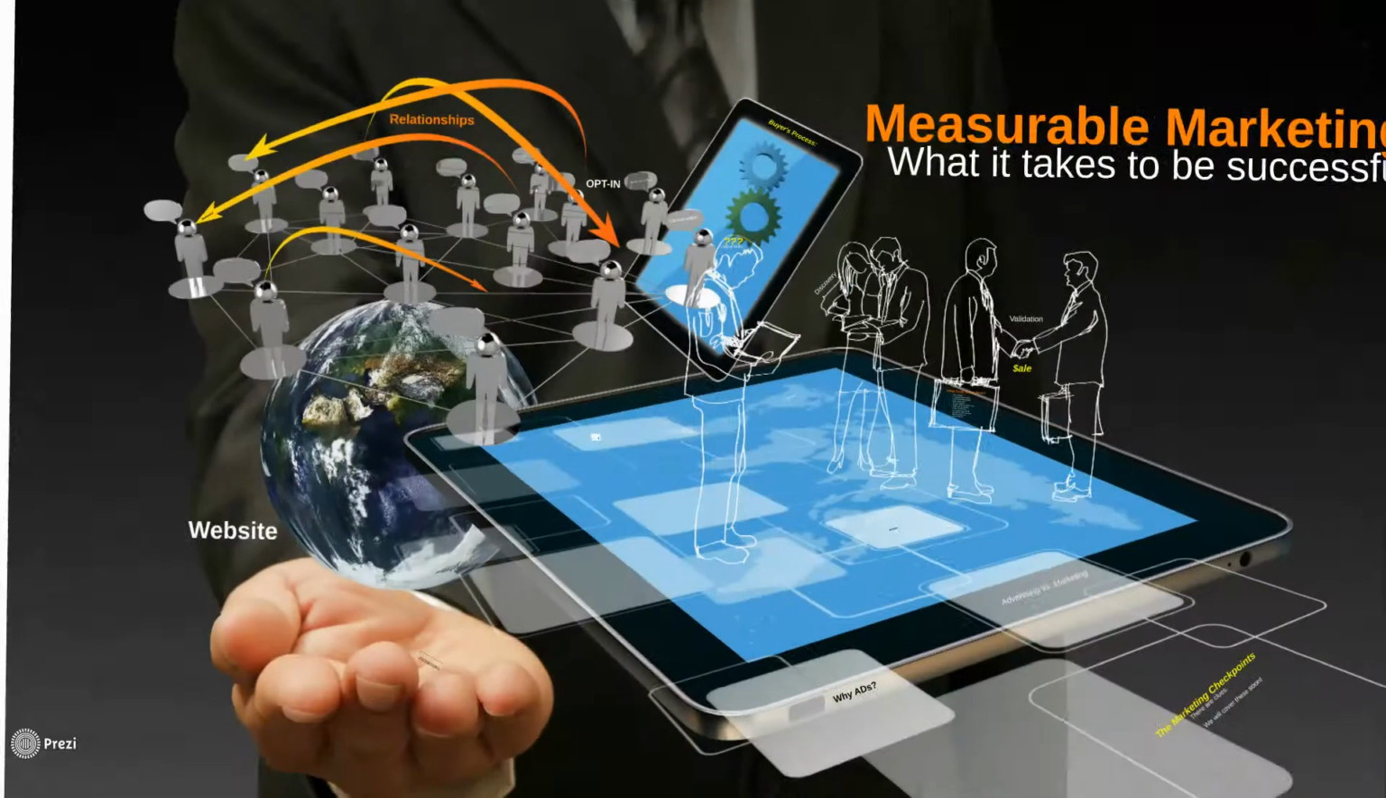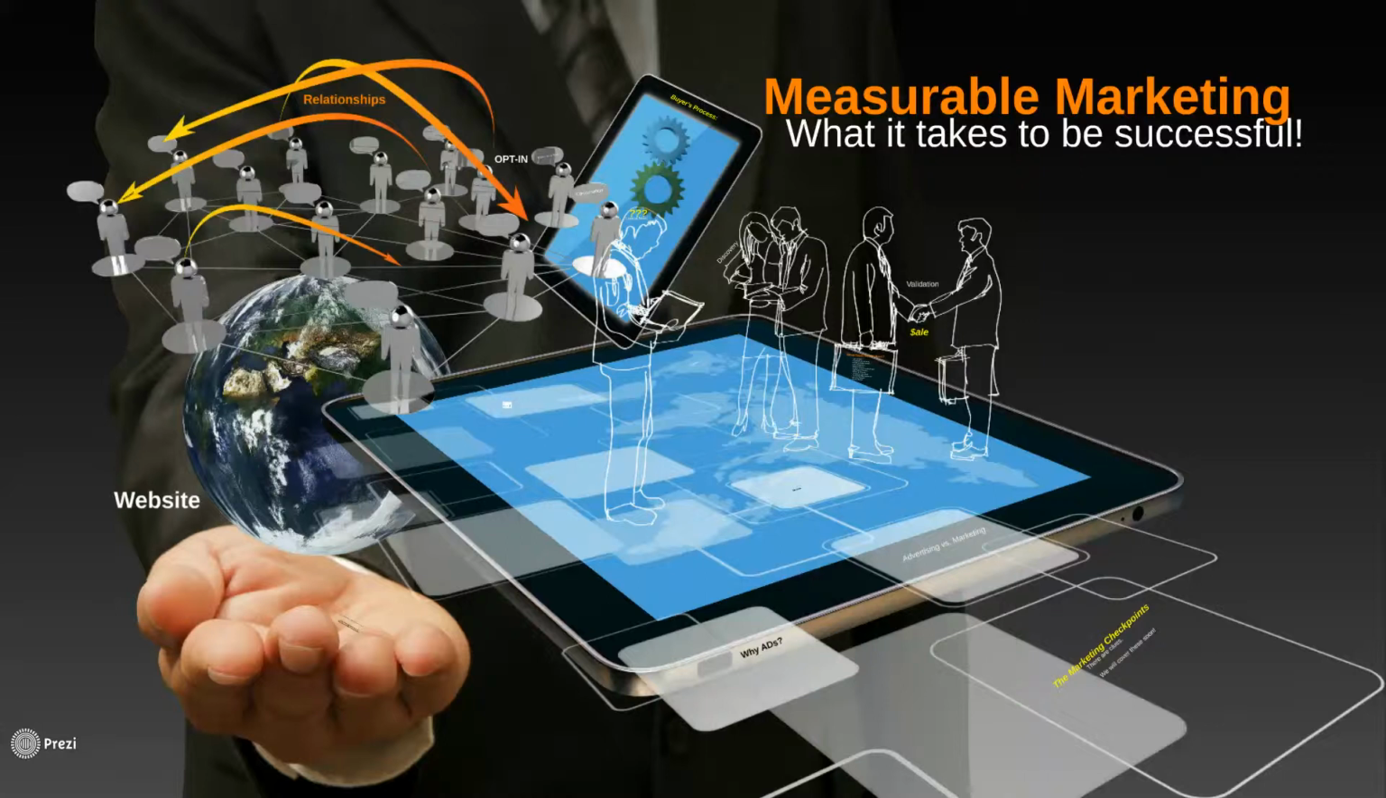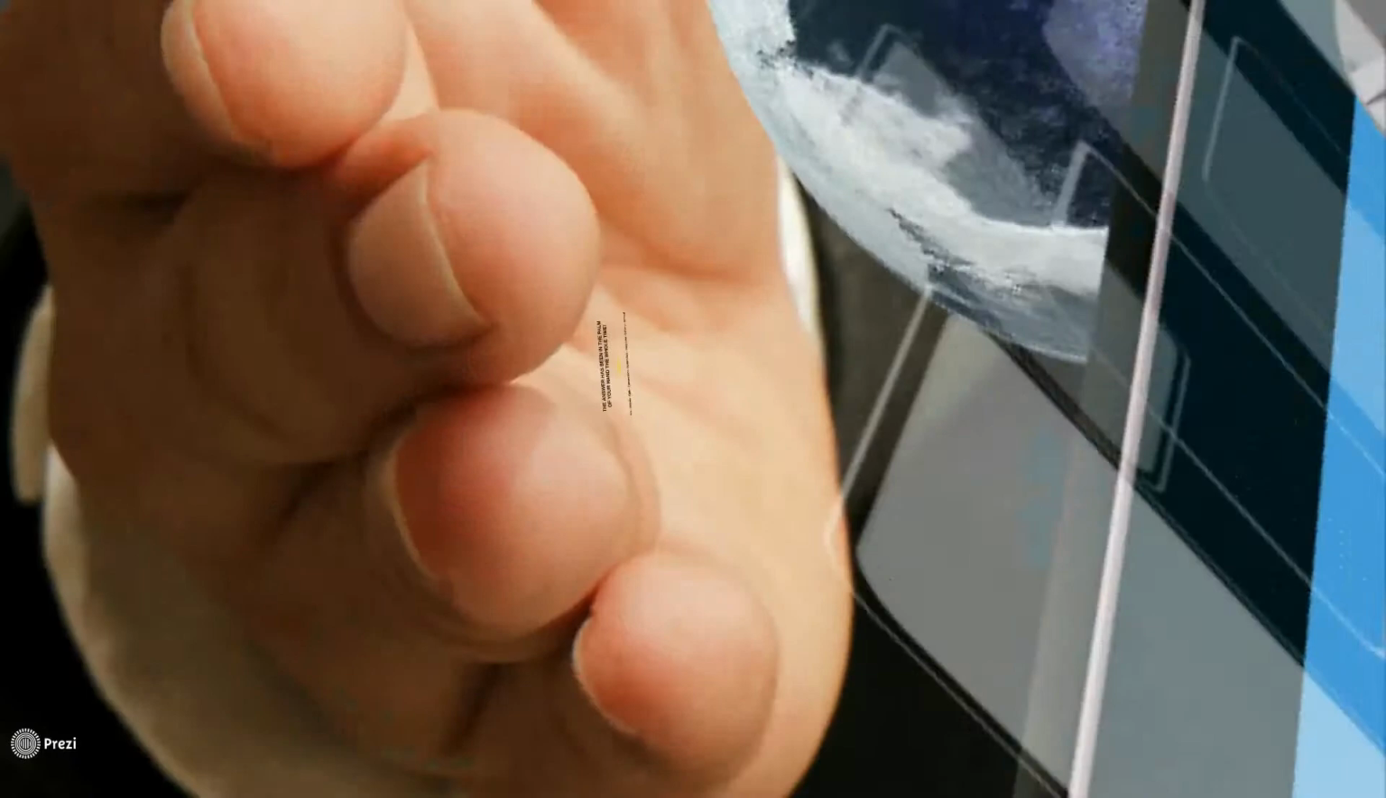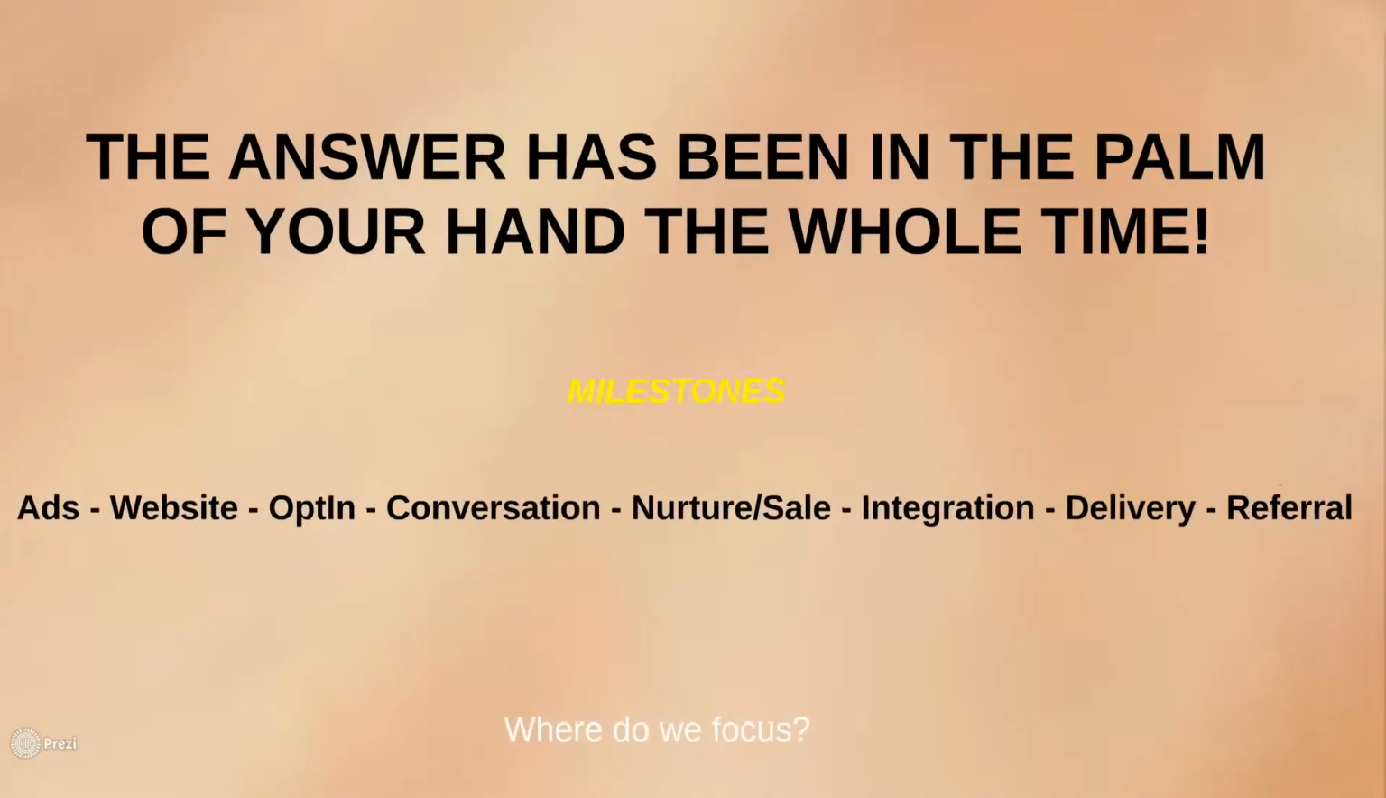So that's kind of the big, beautiful map of what's all going on. So really, from this, you've realized now that the answer has been clearly in the palm of your hand the entire time. We've just been focused on little milestones, and if you can get people to move from your ads to a website, and from a website to an opt-in, and from an opt-in to a conversation, and a conversation to some sort of nurture or sales sequence, and then into an integrated model, which is going to deliver a fantastic product, which is going to create referrals.